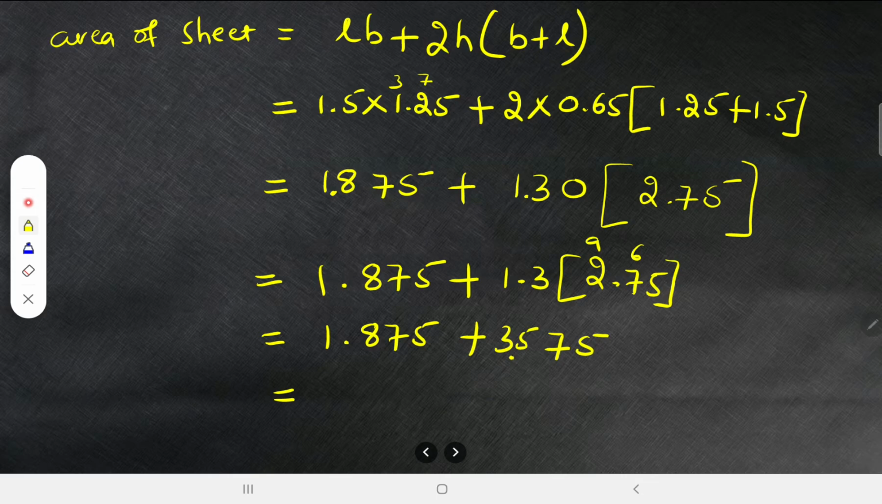You should be very much perfect in this kind of calculation. 5 plus 5 is 10, 1 is a carry. Then 7 plus 7 is 14, 14 plus 1 is 15, 1 is a carry. 8 plus 5 is 13, 13 plus 1 is 14, again 1 is a carry. Then 1 plus 3 is 4, 4 plus 1 is 5. So 5.450, or you can just write it as 5.45. 5.45 meters square of sheet is required. So we got the first answer.